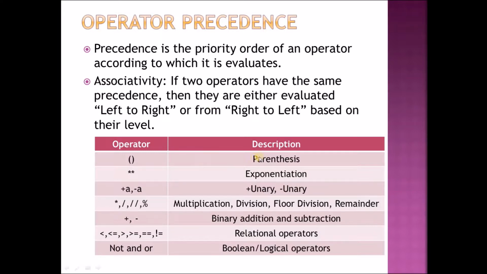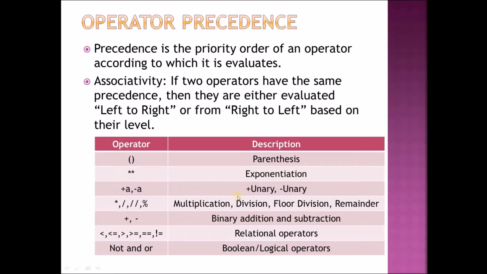BEDMAS means that first in any expression the parentheses will be solved. The brackets will be opened up first. Then comes E. After brackets B, we have E, that is exponentiation. If you have exponent values, the first operation that will happen is exponents. Then if you have a unary operator, either plus or minus, then comes multiplication. So multiplication, division, floor division, and we have remainder.